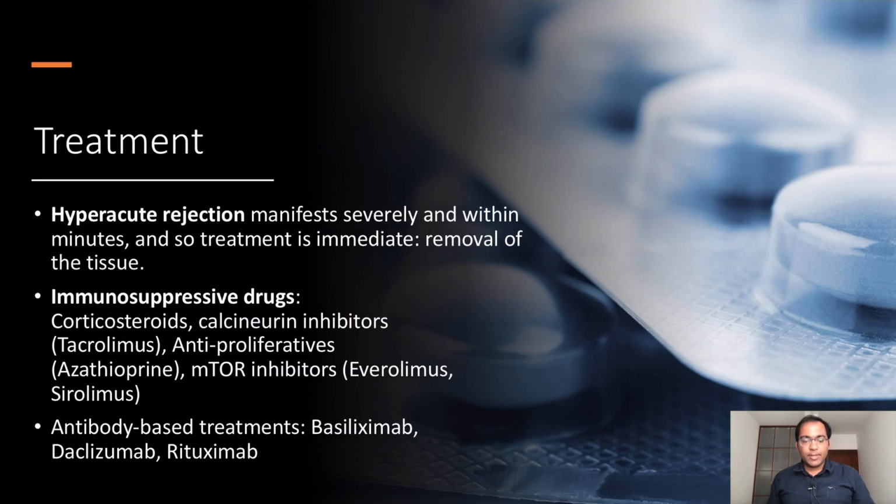Now the last slide is basically treatment. So when you have hyperacute rejection, think logically, would you require some kind of a drug to treat it? No, because it occurs within minutes. Before you even put the drip with the drugs, it's not going to work. So the best treatment for hyperacute rejection is just to remove it. This is the best treatment. So remove the transplant. Now, for acute and chronic, you can use immunosuppressive drugs such as corticosteroids.